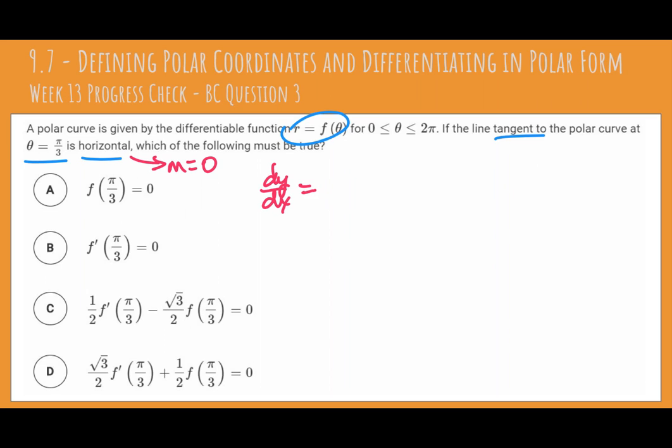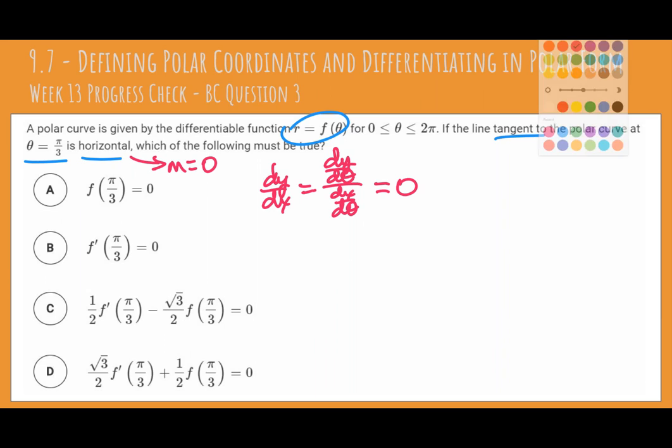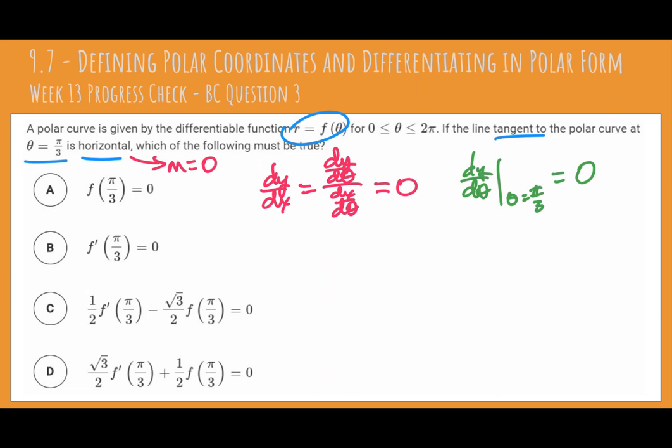And remember, dy dx is dy d theta over dx d theta. And the only way for that to equal 0 is if the numerator equals 0. So by telling us that the tangent to the curve is horizontal, we know the slope is 0, which ultimately tells us that dy d theta is 0 at that point. So let me be a little more specific here. At theta equals pi over 3, that's going to equal 0. So then the question says, which of the following must be true?